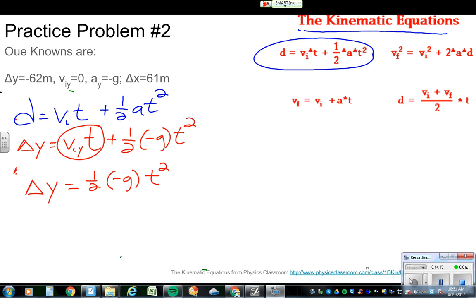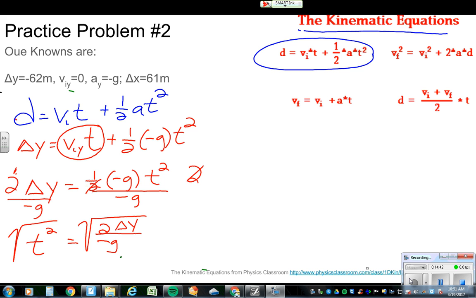I'm looking for time though, so I have to isolate time and get it by itself. So I'm going to multiply both sides by 2. When I do that, that 1/2 cancels out, and then divide both sides by negative g. So I am left with t squared equals 2 times my change in y over negative g. I'm going to take the square root of both sides in order to find time. So time is the square root of 2 times my change in y over negative g.